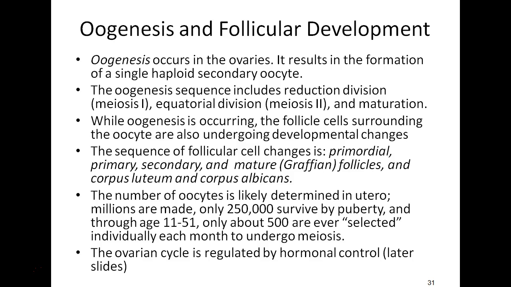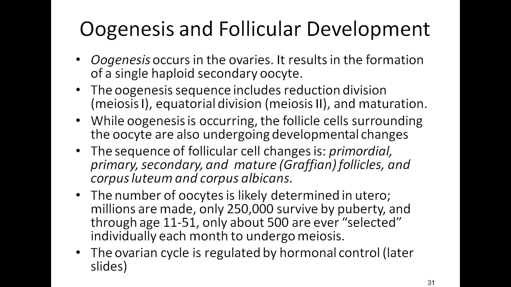Lastly, in oogenesis, we're going to have maturation. Recall that, again, we're only going to get one viable cell out of this meiosis. The other three that result become what's called polar bodies. On the next slide, we'll take a look at some of the stages of follicular growth. So while oogenesis is occurring, the follicle cells that surround the oocyte are undergoing developmental changes. So in the next slide, we look at some of those changes step by step.